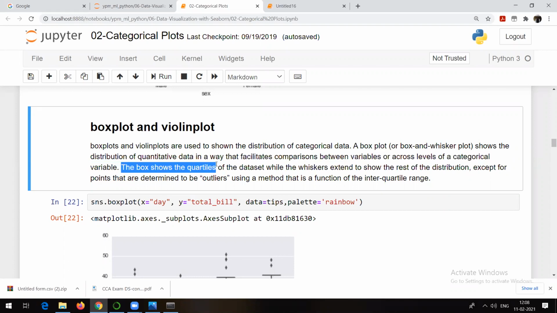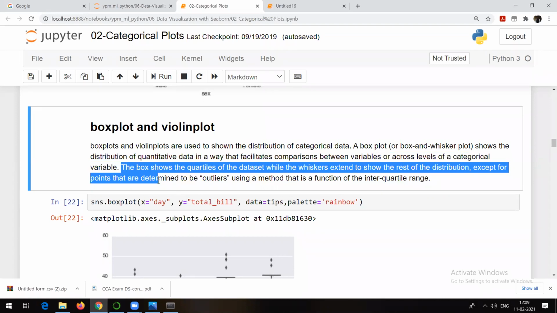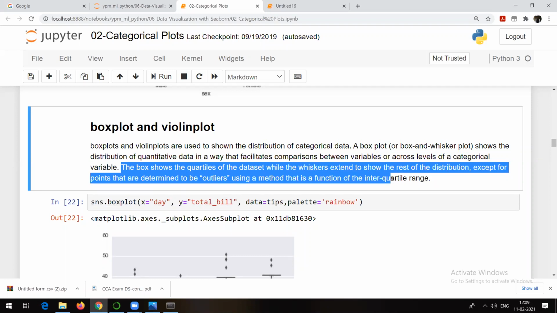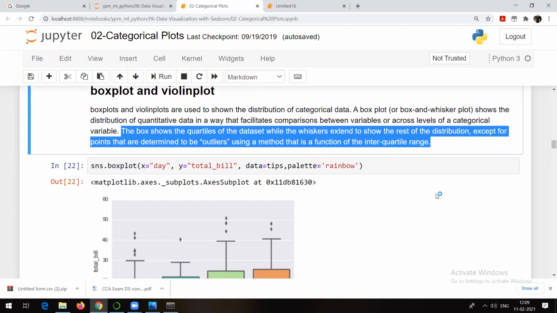The box shows the quartiles of the dataset, while the whiskers extend to show the rest of the distribution, except for the points that are determined to be outliers, using a method that is a function of the interquartile range. So the interquartile range is actually Q3 minus Q1. That is, 75 percentile minus 25 percentile is called the interquartile range.